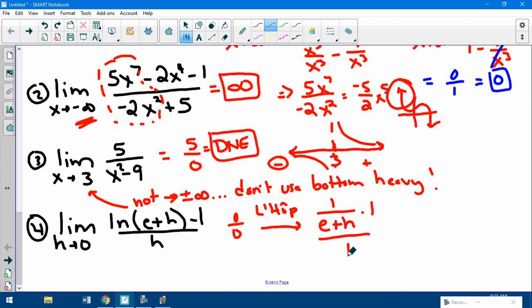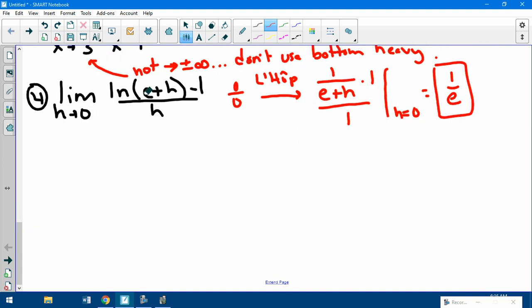And remember, this isn't okay. You either need to write limit as h goes to 0, or you need to write evaluated at h equals 0. If I plug in 0, I'm going to end up with 1 over e. Probably the easiest way to approach that. The tricky way that you have seen before is when you see this something plus h, that's really the difference quotient in disguise.